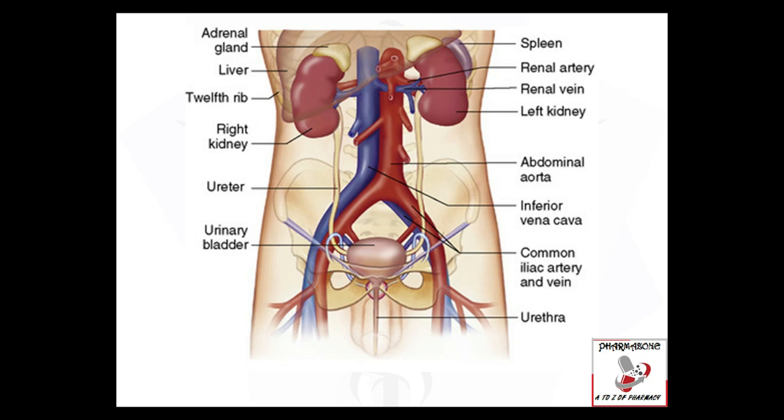the body. As you can see, the urinary system consists of a pair of kidneys, abdominal aorta, inferior vena cava, ureter, urinary bladder, common iliac artery and vein, and urethra. The adrenal gland is present on both kidneys.